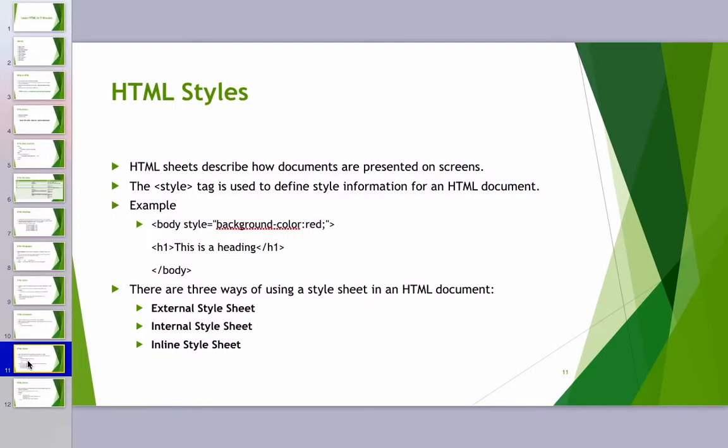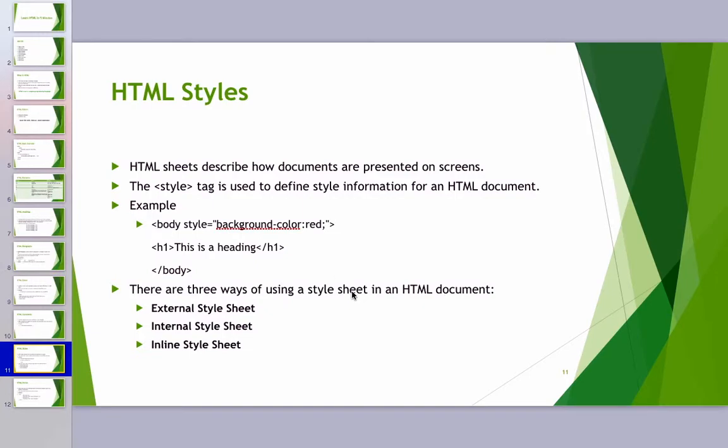Let's move on to the HTML styles. HTML styles should describe how your documents are rendered on the screen. The style tag is used to define style information in an HTML document, and here is an example. As we have learned in the previous two slides that we have given color is equal to red, that's how we can also give a color equal to red to the body. The complete background of that particular page will now be rendered in red.